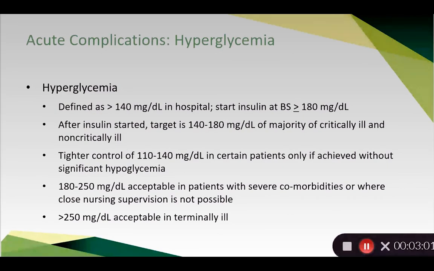And again, we only want that to be our target within this specific population if we're able to avoid significant hypoglycemia. Now, 180 to 250 milligrams per deciliter may actually be acceptable in patients with severe comorbid conditions or where close nursing supervision is just not possible. And we will accept blood sugars or tolerate blood sugars greater than 250 milligrams per deciliter in patients who are terminally ill in our hospitals.